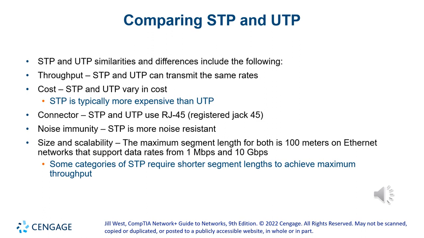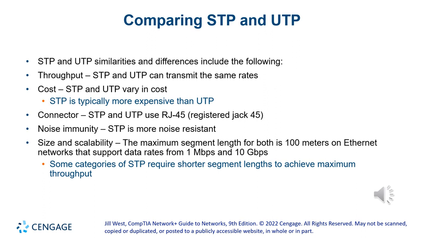So when you compare the two, they're very similar. The throughput is the same. It's not going to change. Cost will vary, right? STP will be a little bit more expensive than UTP. Connectors are the same. You use RJ45. So when you see a jack on the wall, you're not going to know if that cabling behind the wall is STP or UTP. There's no way to know. The difference is the noise. The STP will be protected against the noise.